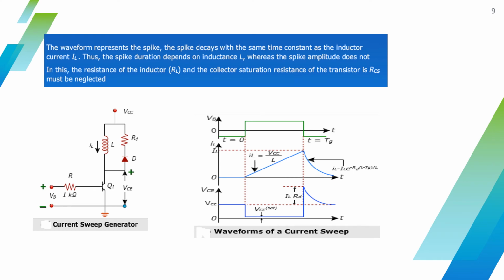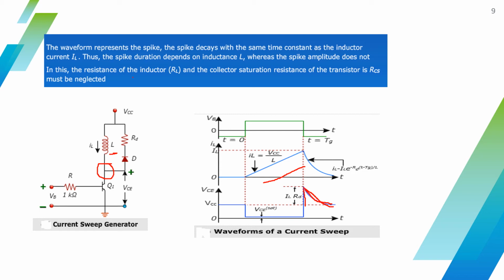The waveform represents this spike. The spike decays with the same time constant as the inductor current IL. The spike duration depends on inductance L, whereas the spike amplitude doesn't depend on inductance L. In this, the resistance of the inductor RL and the collector saturation resistance RCS must be neglected. In that case only, we will get this waveform.